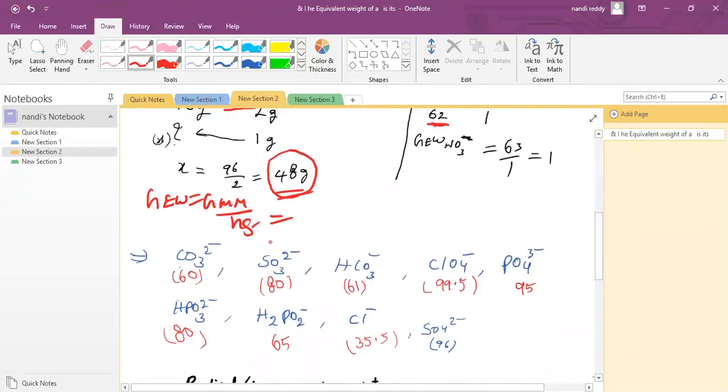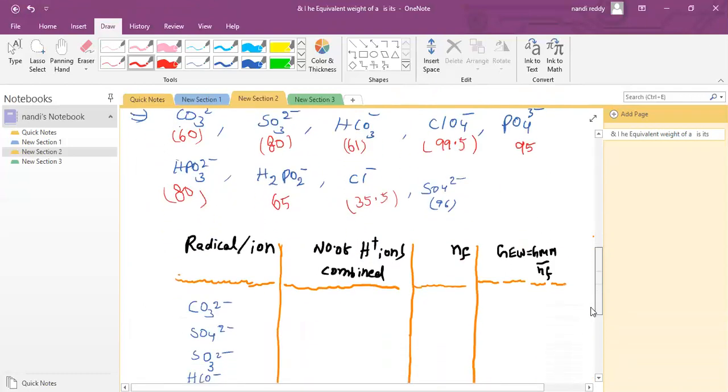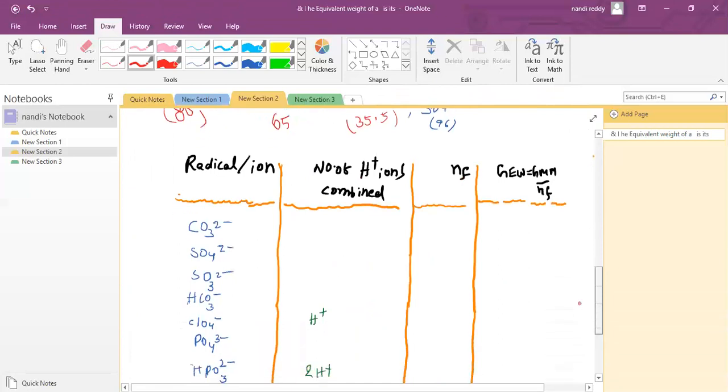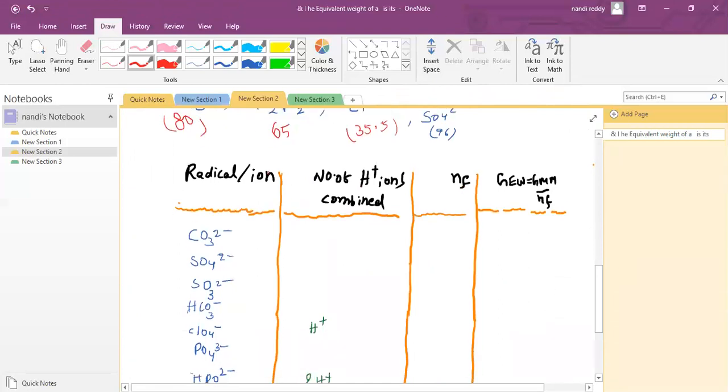Calculate the equivalent weight of all these anion radicals. For carbonate, I have given molecular masses also here in brackets, so you can try it. Carbonate radical, how many H plus ions can it combine with? 2 H plus ions, indirectly 2 grams, so the n factor equals 2. The number of H plus ions it can combine with equals the n factor. So gram equivalent weight equals gram molecular mass of carbonate, 60, by n factor 2.